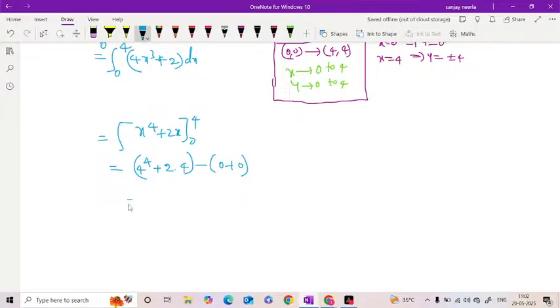So what is the expected result? What is the 4 power 4 result? 4 power 4 is 256, plus 8. So the final result is 264, which is the line integral. Okay, so this is the second problem.